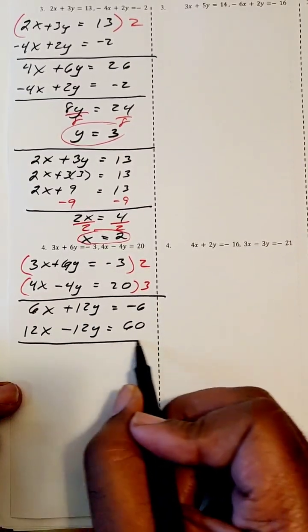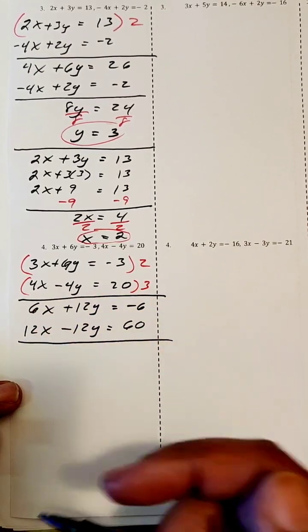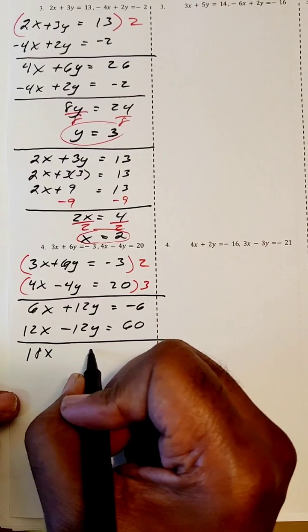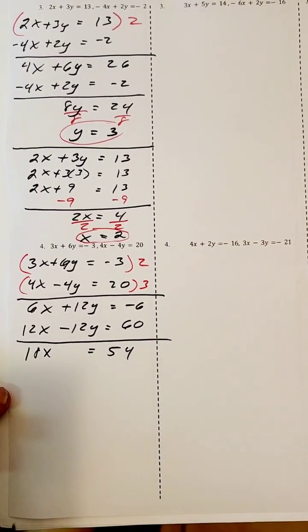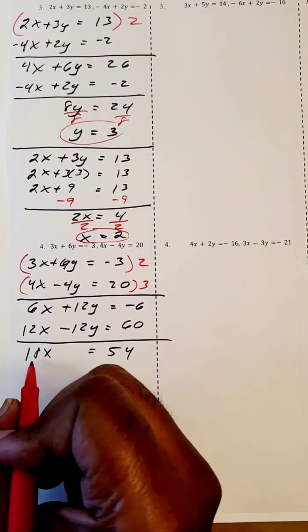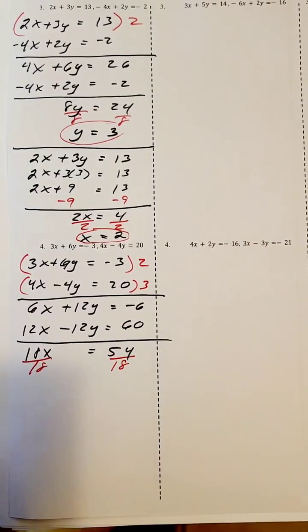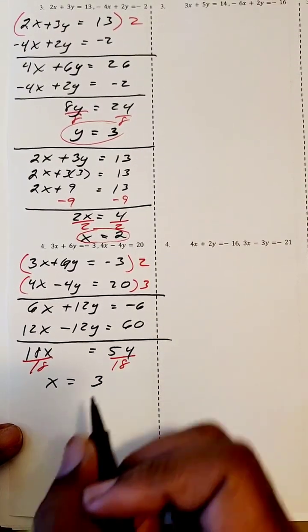And now we have additive inverses, and we can combine these two equations together. So when we combine them, we'll get 18x. These eliminate, and we'll get 54 here. Okay. Now I'm going to divide both sides by 18, and hopefully this will come out even. I think 18 goes into 54 3 times. So x equals 3.